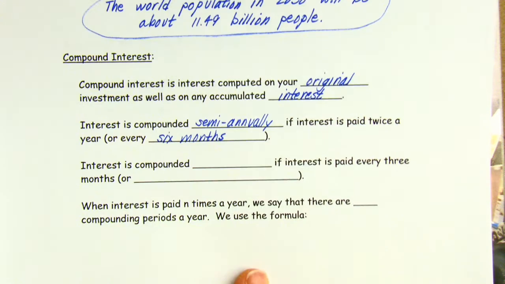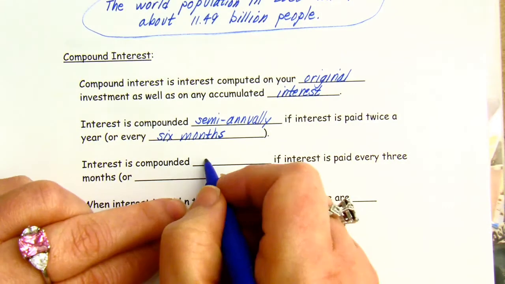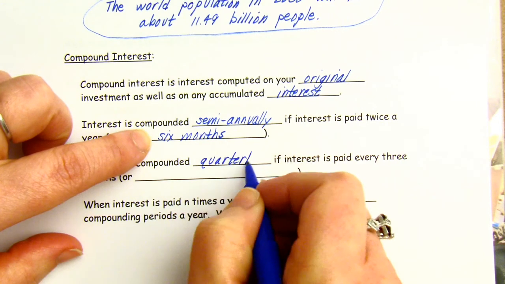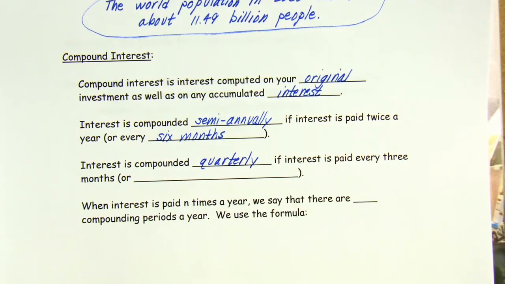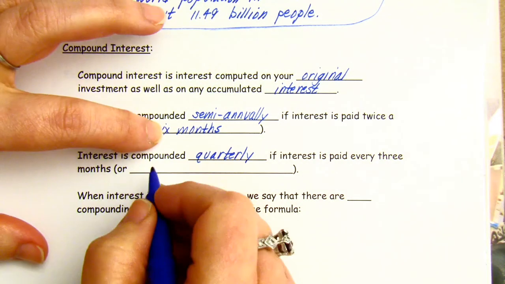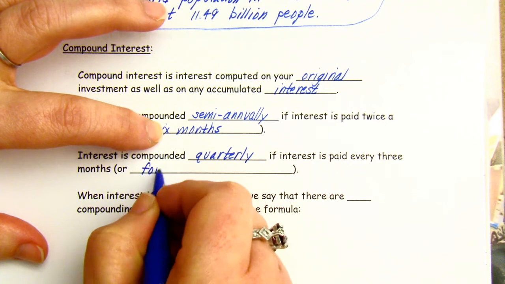Interest is compounded quarterly if it is paid every 3 months. So again, in terms of a year, take 12 months in a year, divide by 3, you get 4. So there are 4 payments in that year. So compounded quarterly if interest is paid every 3 months or 4 times a year.